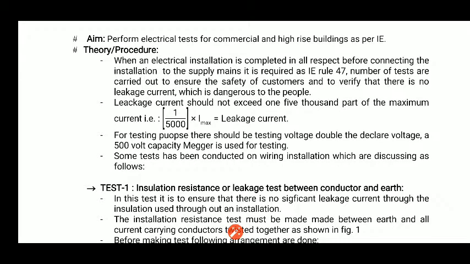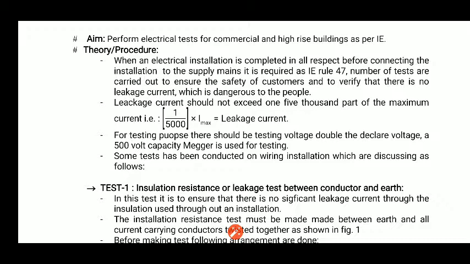Hello everyone. Today we will discuss the electrification of buildings and complexes. From this subject we can discuss the electrical testing for commercial and high-rise buildings, or testing of electrical installation, method of testing of electrical installation. Also we can say it performs electrical tests for commercial and high-rise buildings as per the IE rules.